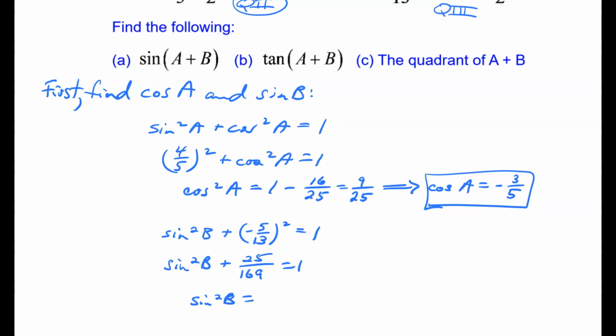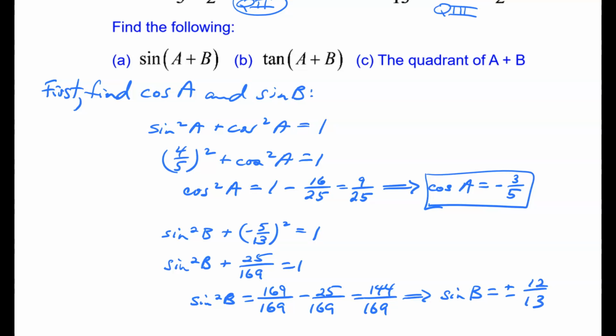which leads to sine squared b equaling, well, 1 is 169 over 169. And to get sine squared b by itself, we subtract 25 over 169 from each side, which is 144 over 169. We have a lot of nice perfect squares here, don't we? And this leads to the sine of b equaling plus or minus 12 over 13.